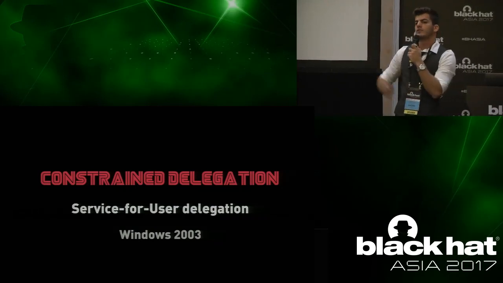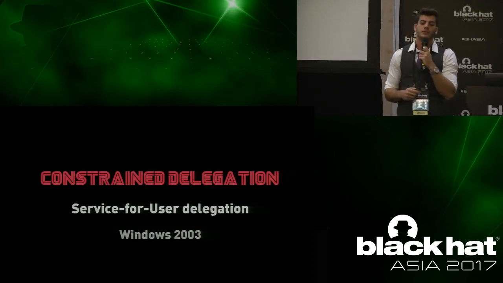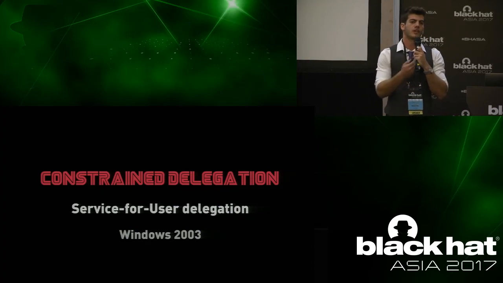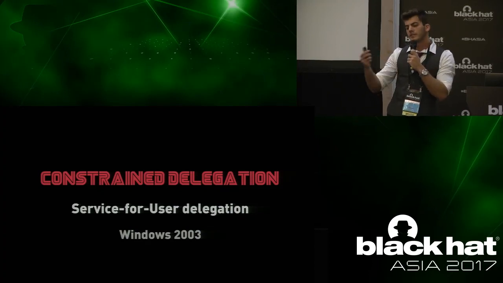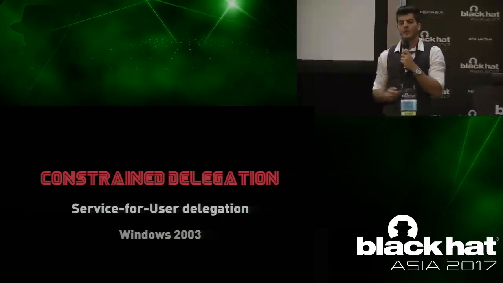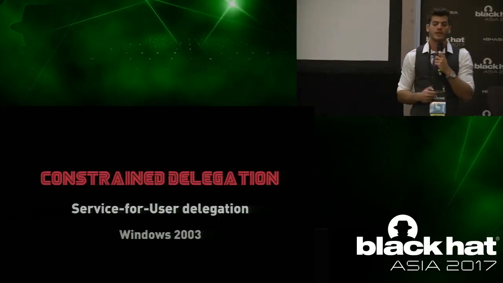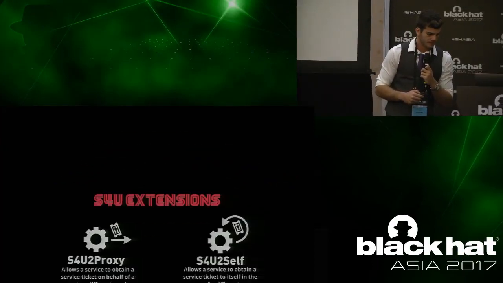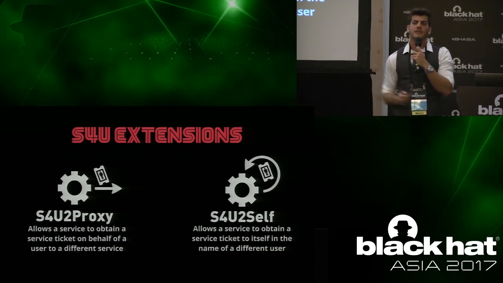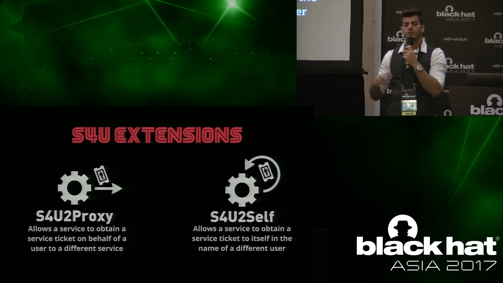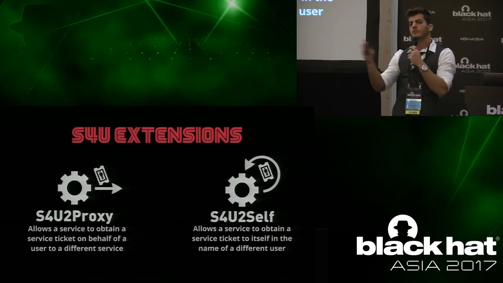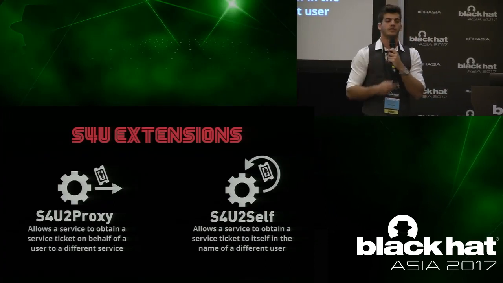This is why Microsoft introduced constrained delegation in Windows 2003, which allowed delegation to specific services and limited the exposure caused by unconstrained delegation. It does so by extending the Kerberos protocol with two new extensions: the Service for User to Self and the Service for User to Proxy.